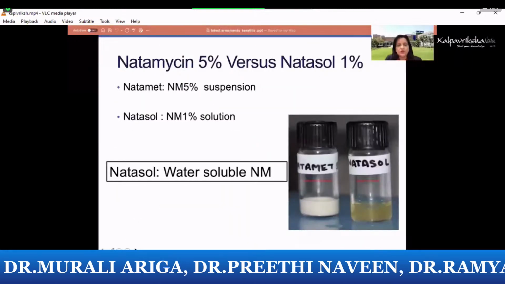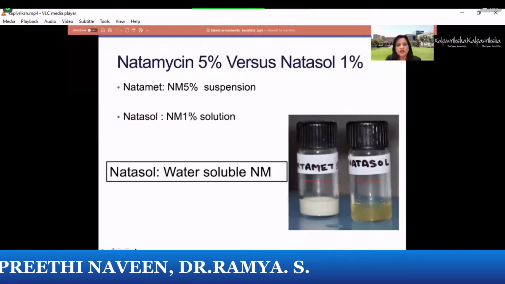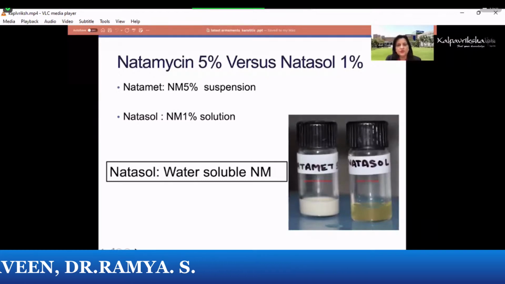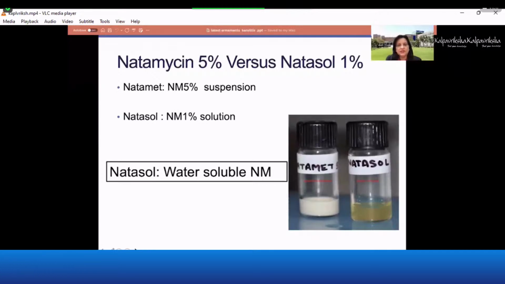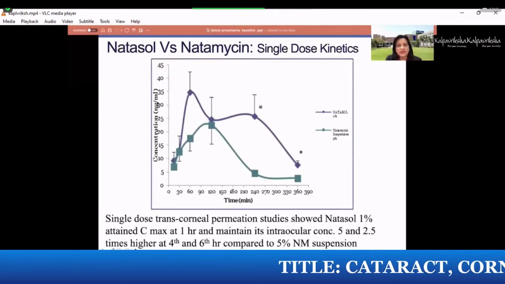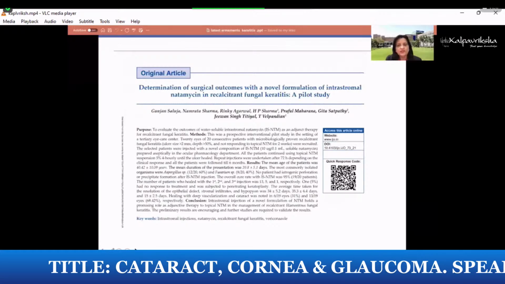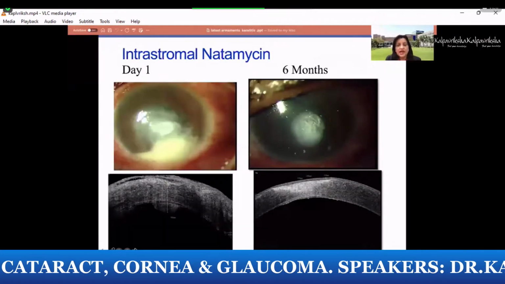We've also worked on water-soluble natamycin, which is going to be available with Micro Vision very soon, and it's a clear solution when you compare it with natamycin suspension, with higher peak levels for a prolonged period of time as well. We have now evaluated it in various clinical studies as well, and intrastromally.